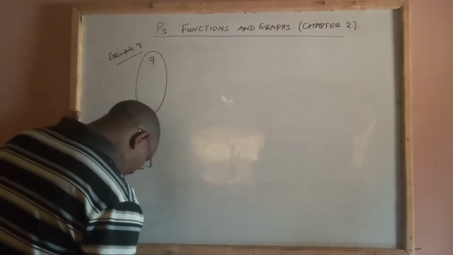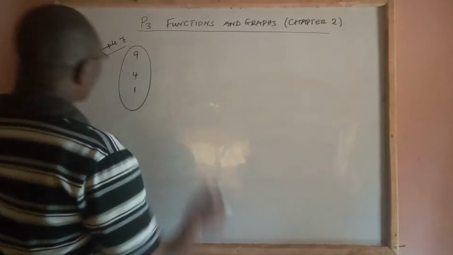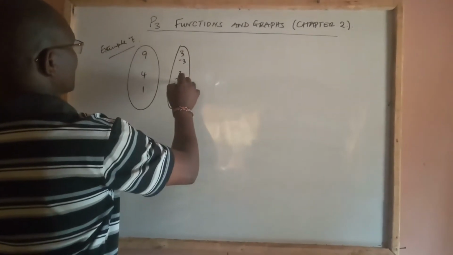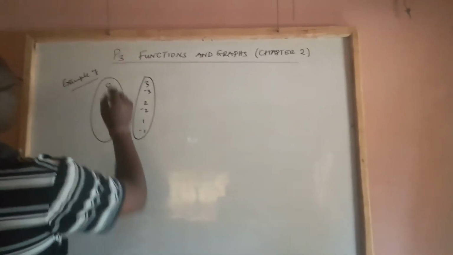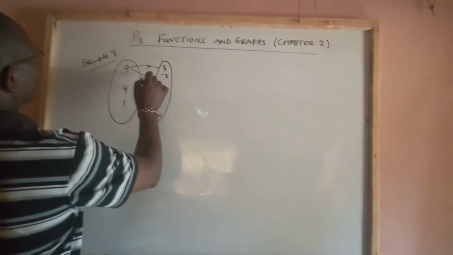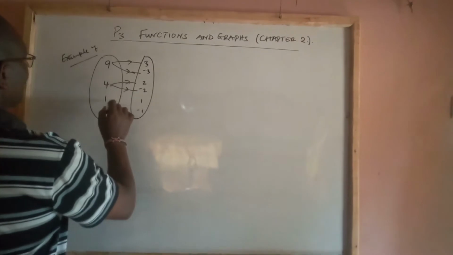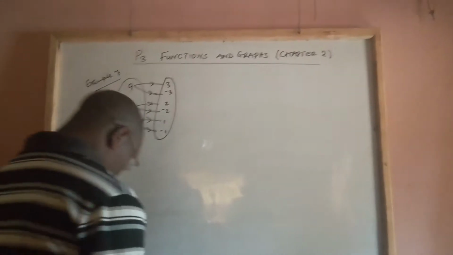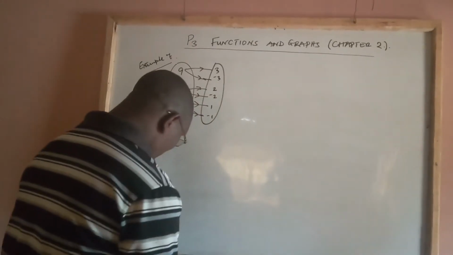And the first one we are having 9, 4, and 1, and here we are having 3, minus 3, 2, minus 2, 1, minus 1. And you can see clearly this is talking about the square root of numbers, probably because the root of 4 is 2 and negative 2 also. So what we need to show here, this is part A of example 7.